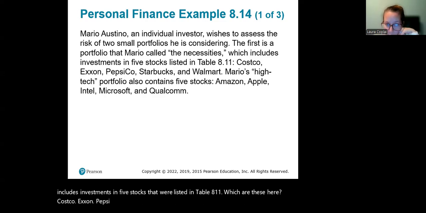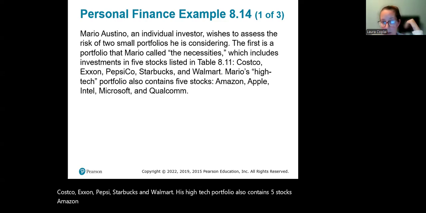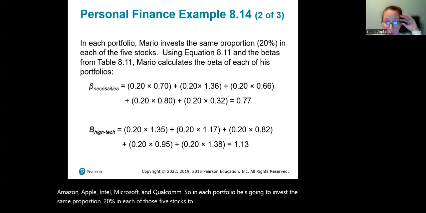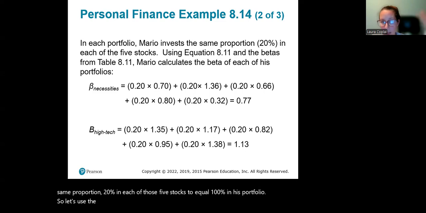His high-tech portfolio also contains 5 stocks: Amazon, Apple, Intel, Microsoft, and Qualcomm. So in each portfolio, he's going to invest the same proportion, 20% in each of those 5 stocks to equal 100% in his portfolio. So let's use the equation 8.11 and the betas from that table 8.11 to calculate the beta of each of those portfolios.